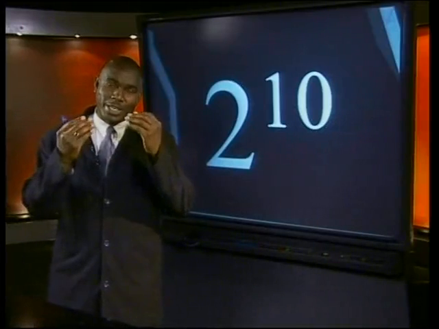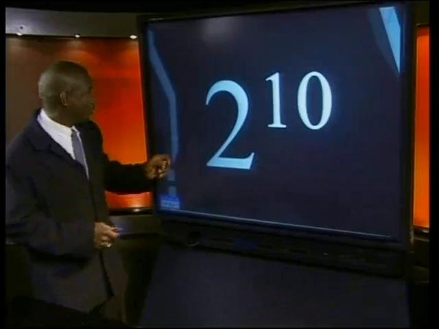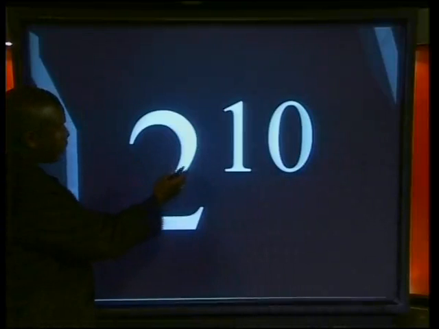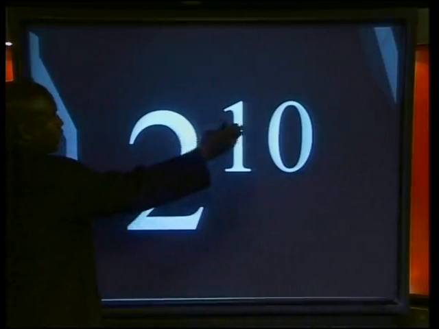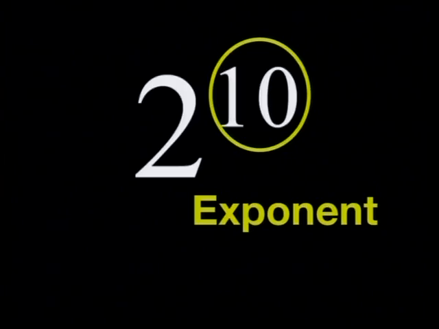Now, how do we read this? In other words, how do we say this in words? We say 2 to the power 10. Let's try again. 2 to the power of 10. 2 to the power of 10 is called a power. The 2 and the 10 also have names. The 2 is called the base, and the 10 is called the exponent.